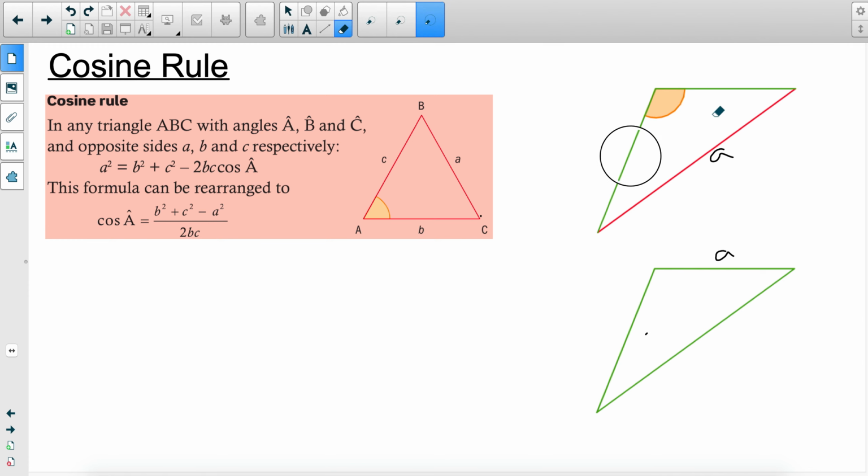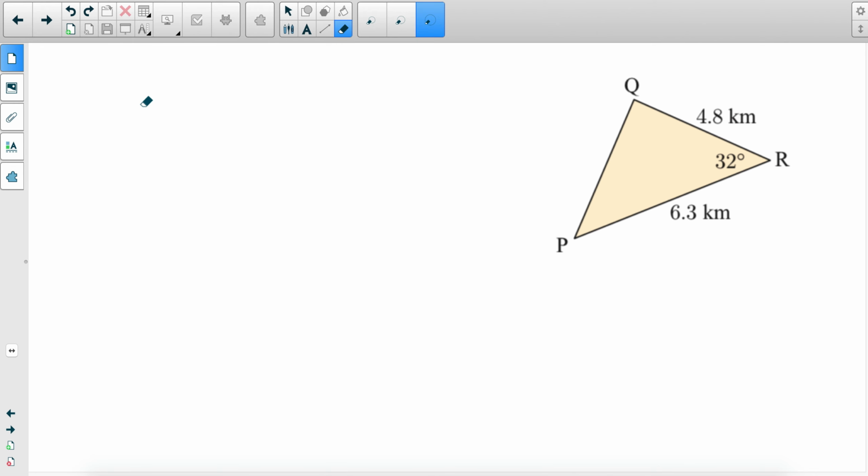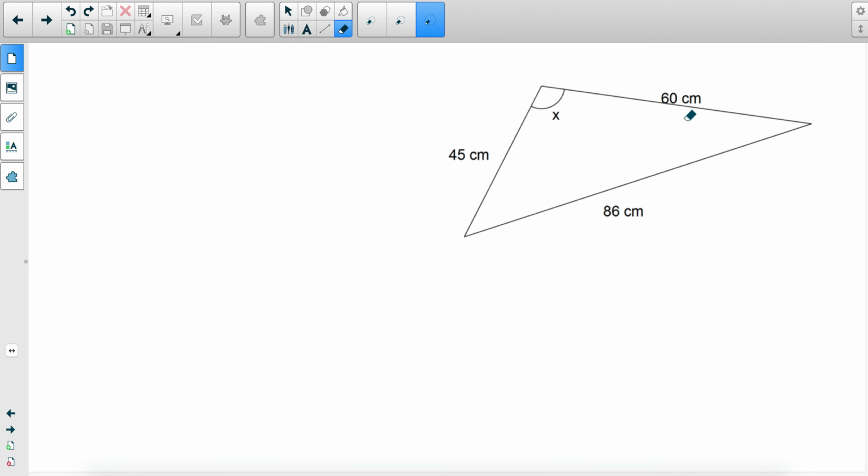Now, this is basically going through the basics of cosine rule, and now we're going to go through some basic questions. So we're meant to find x, very obviously. In this case, you have all three lengths, so it's obvious that you'll have to use a cosine rule.